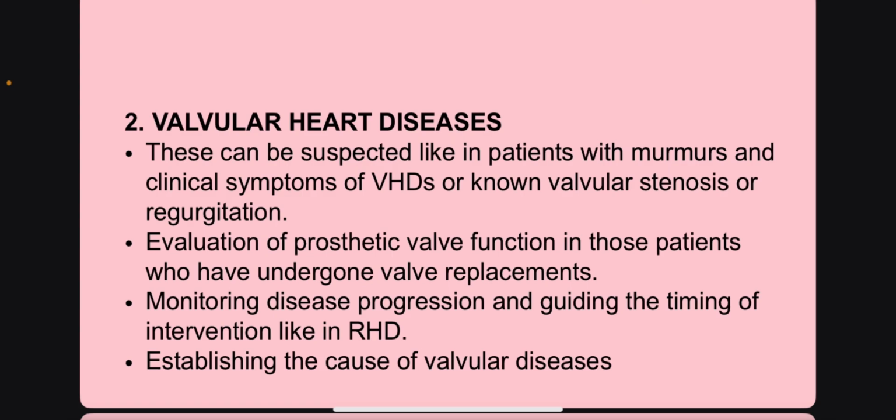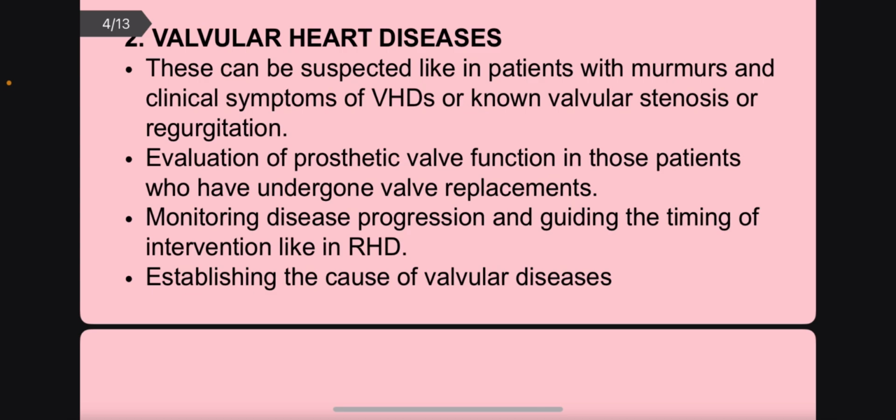We have to establish the cause. Only finding the valvular disease is not enough, but its cause is the most important. Is it a prolapse? Is it a flail? Is it a dilated annulus, etc.? Is it RHD? Is it calcification? Is it a bicuspid valve, or unicuspid, or tricuspid, or quadricuspid, etc.? You have to find the cause.